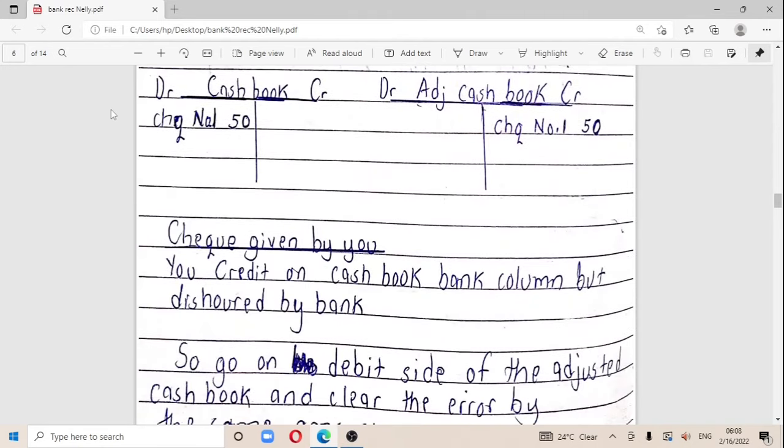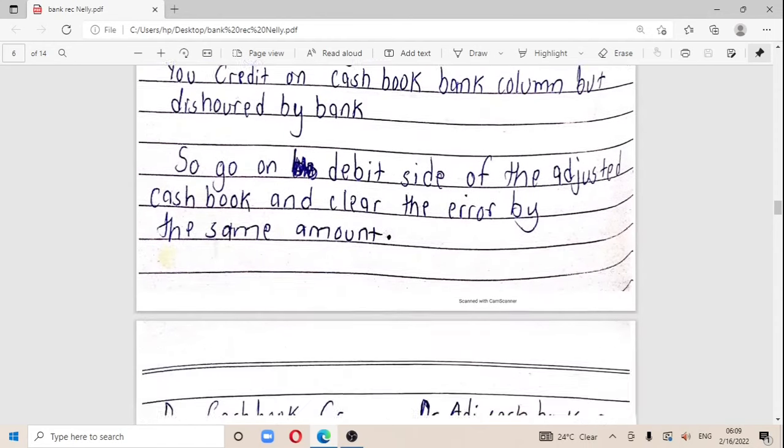Now what happens when you give out a check? When you give out a check, remember we're dealing with the cash book under the bank column, and bank reduces by crediting. So you credit on the cash book, that is on the bank column, but remember it's going to be dishonored by the bank. So what do you do? You're going to go on the debit side, that is the opposite side, of the adjusted cash book, and clear the error by that same amount.